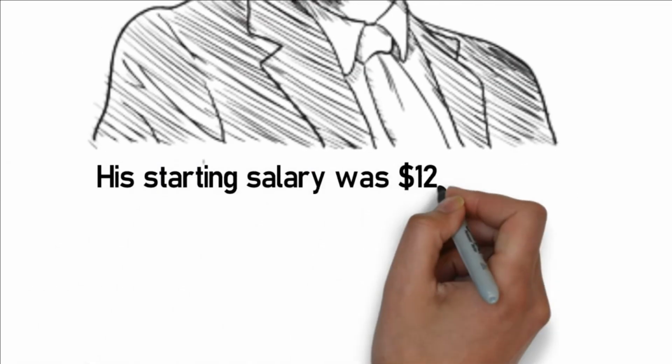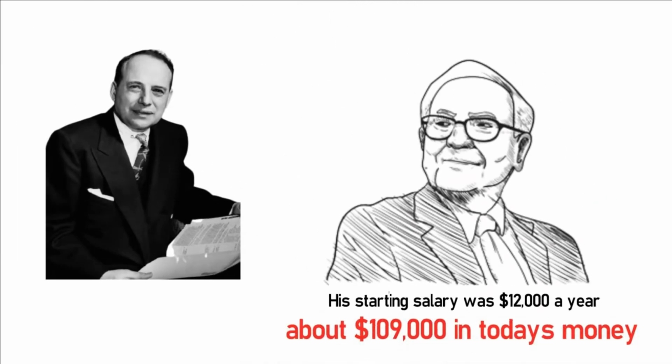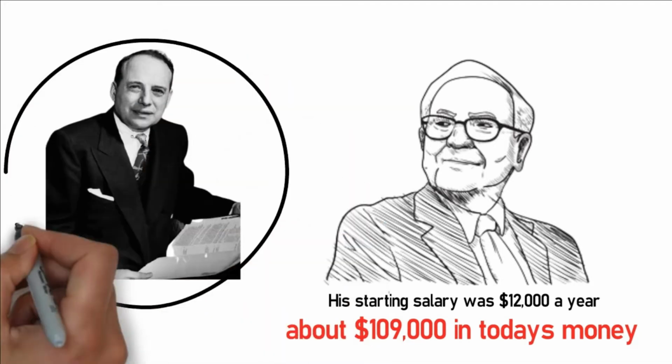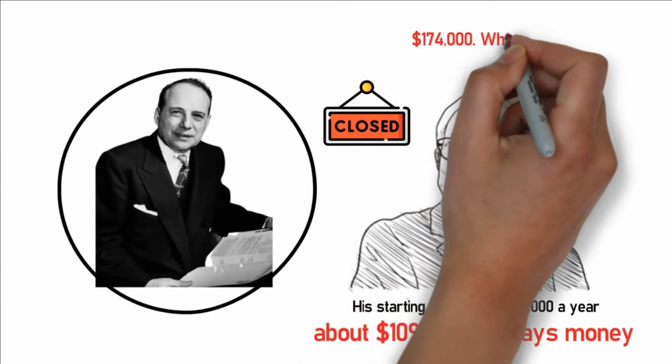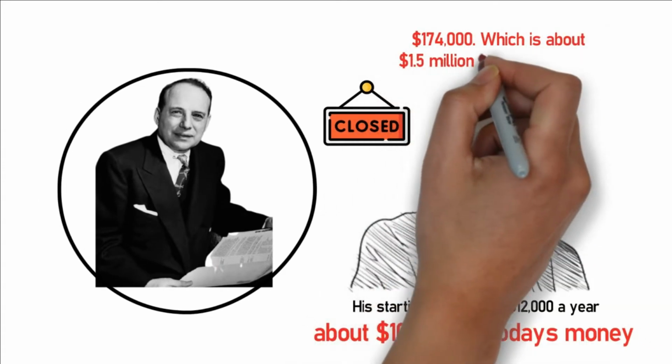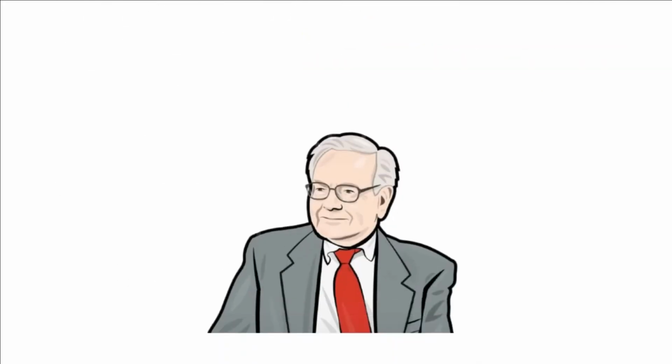His starting salary was $12,000 a year, about $109,000 in today's money, but in 1956, Benjamin Graham retired and closed his partnership. By this time, Warren's personal savings were over $174,000, which is about $1.5 million in today's money.